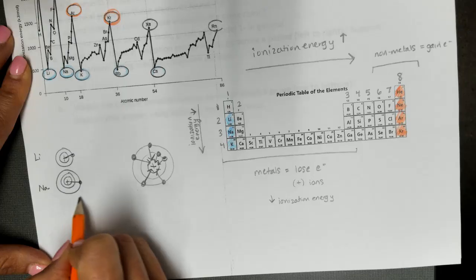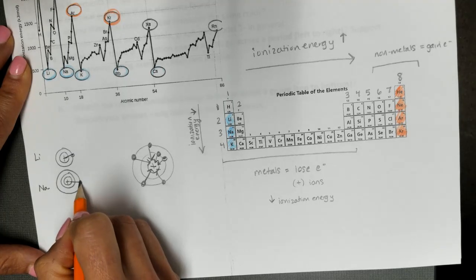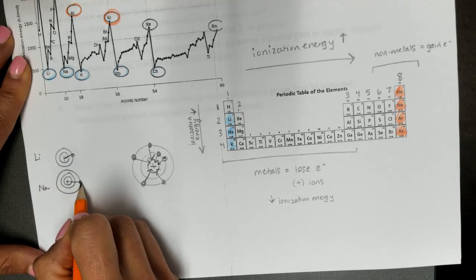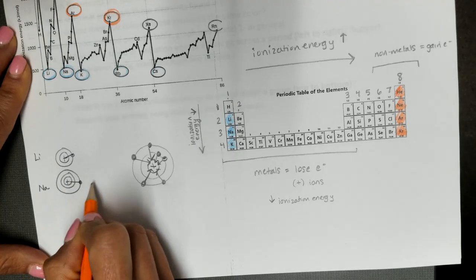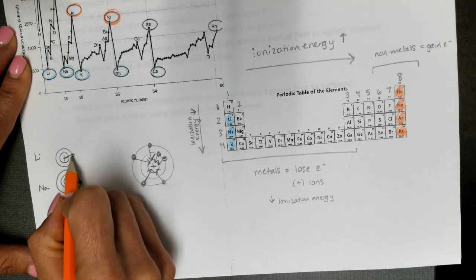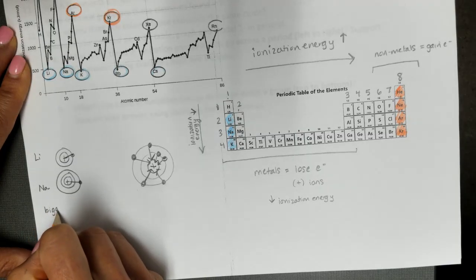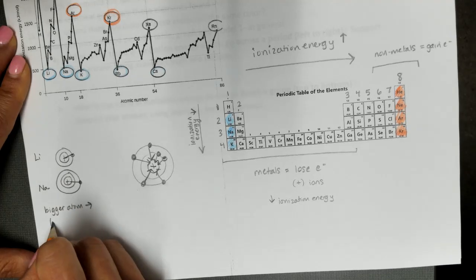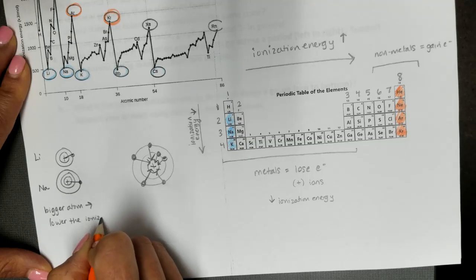So because this is a larger size, the distance the electron is away from the nucleus is further. So it is not held as tightly to the nucleus. So that means it's going to take less energy to remove that electron than it would to remove this electron. Okay, so the bigger the atom, the lower the ionization energy.